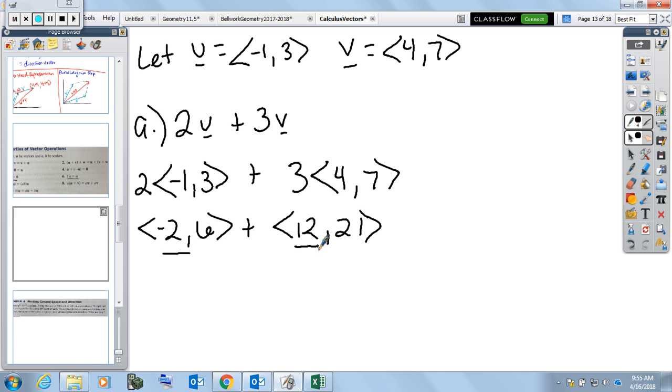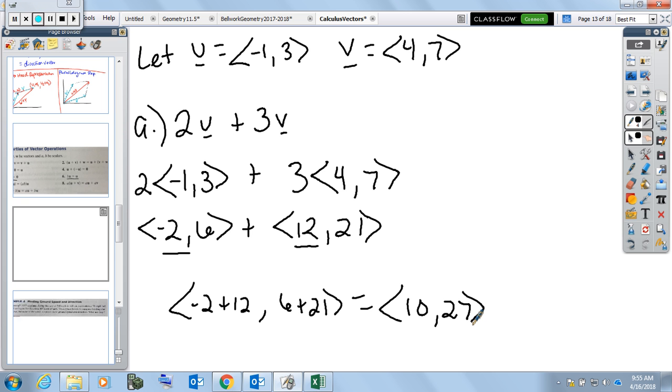All right, so let's take a look. We end up getting -2 plus 12 and 6 plus 21. And so -2 plus 12 is going to be 10, and 27. And so there would be our component form of the vector 2u plus 3v.